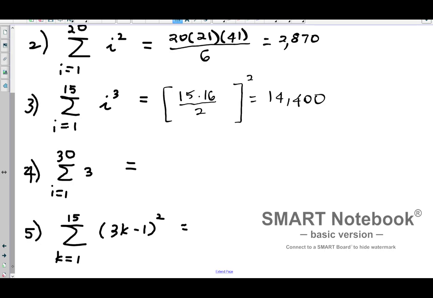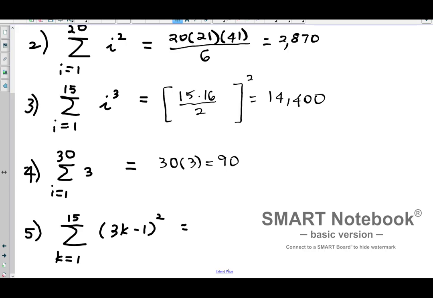All right, what we have in number 4 here is just a constant, right? Summation of 3 as i goes from 1 to 30. Do you know what to do here without even having to list them out? If you said multiply the upper limit by 3, you are correct because you're adding 3 30 times basically. So 30 times 3 is 90. That is the answer to that question.